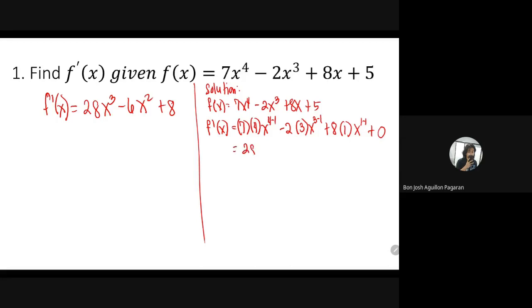So this will be 28, x 4 minus 1 is 3. Negative 2 times 3 ay 6. x, 3 minus 1 ay 2, plus 8, x raised to the power of 0. Pero alam natin that any expression raised to the power of 0 except 0 is equal to 1. So magiging 8 na lang siya. Kaya 28x cubed minus 6x squared plus 8. That's the derivative noong given.